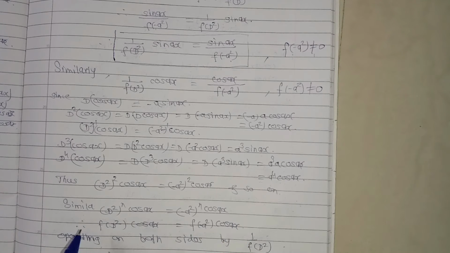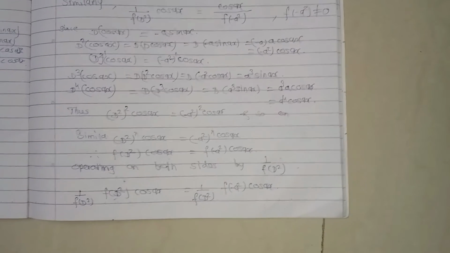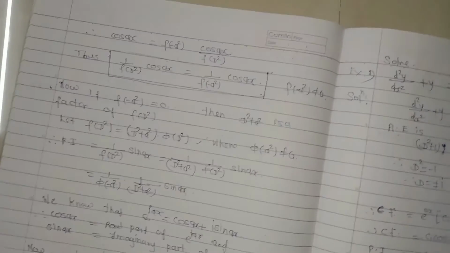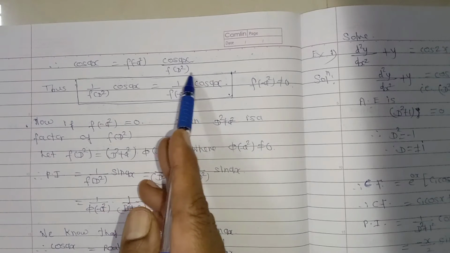Hence, f of d square cos of x equal to f of minus a square cos of x. Now we operate on both sides by 1 upon f of d square. So that we get 1 upon f of d square into f of d square cos of x equal to 1 upon f of d square into f of minus a square cos of x. This f of d square and 1 upon f of d square are reciprocals of each other, hence they cancel with each other. So finally we get cos of x equal to f of minus a square cos of ax upon f of d square.